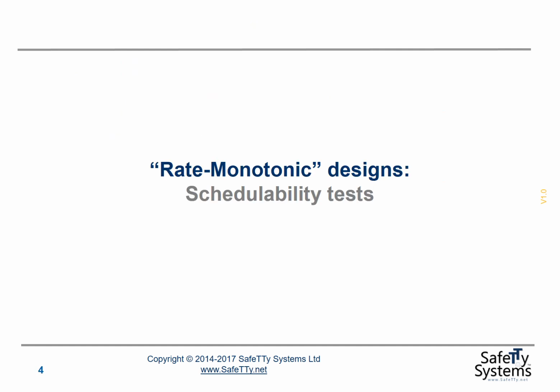Let's start with some basics. We're going to start by looking at a schedulability test for a set of tasks that are executed using a conventional real-time operating system and for which we want to apply a rate monotonic analysis. So these are going to be rate monotonic designs. I will explain what that means very shortly.